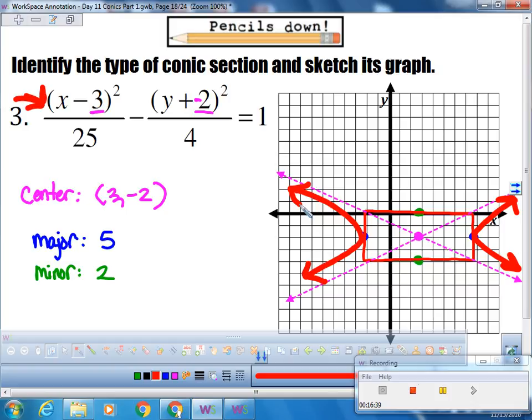Aaron? So the order of the equation does matter. Yes, for the hyperbola, but not an ellipse. Only the hyperbola. And the only reason that it matters with the hyperbola is because there's a negative in there. Okay. The only reason. Okay? Alrighty.